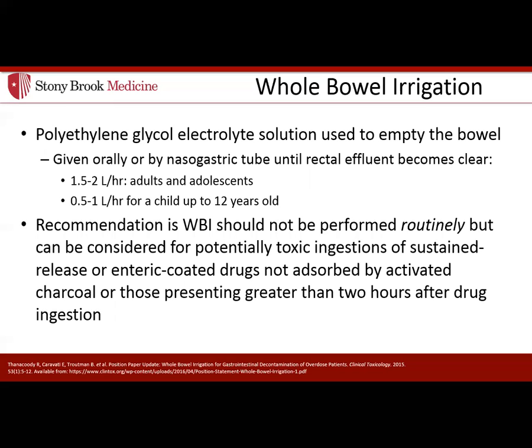There may be a role for whole bowel irrigation in ingestions of sustained release or enteric-coated drugs that are not absorbed by activated charcoal. Or whole bowel irrigation can be used in patients that are presenting greater than 2 hours after drug ingestion, in which activated charcoal would not be recommended.